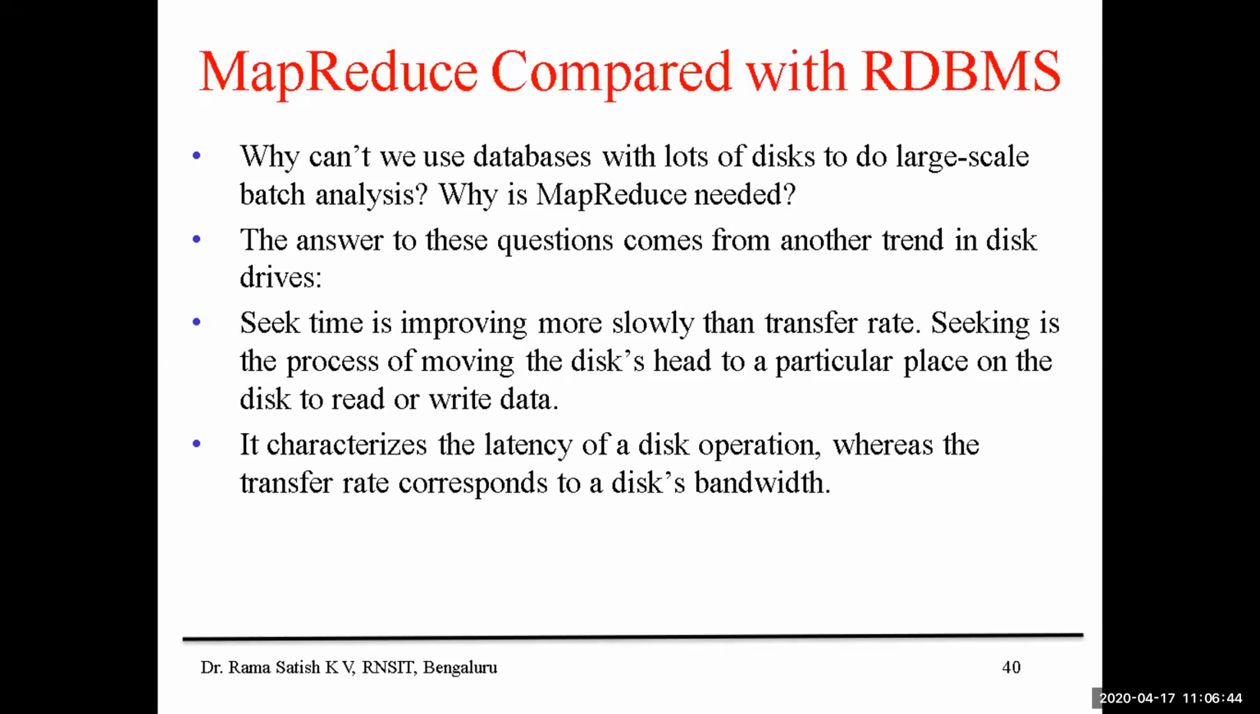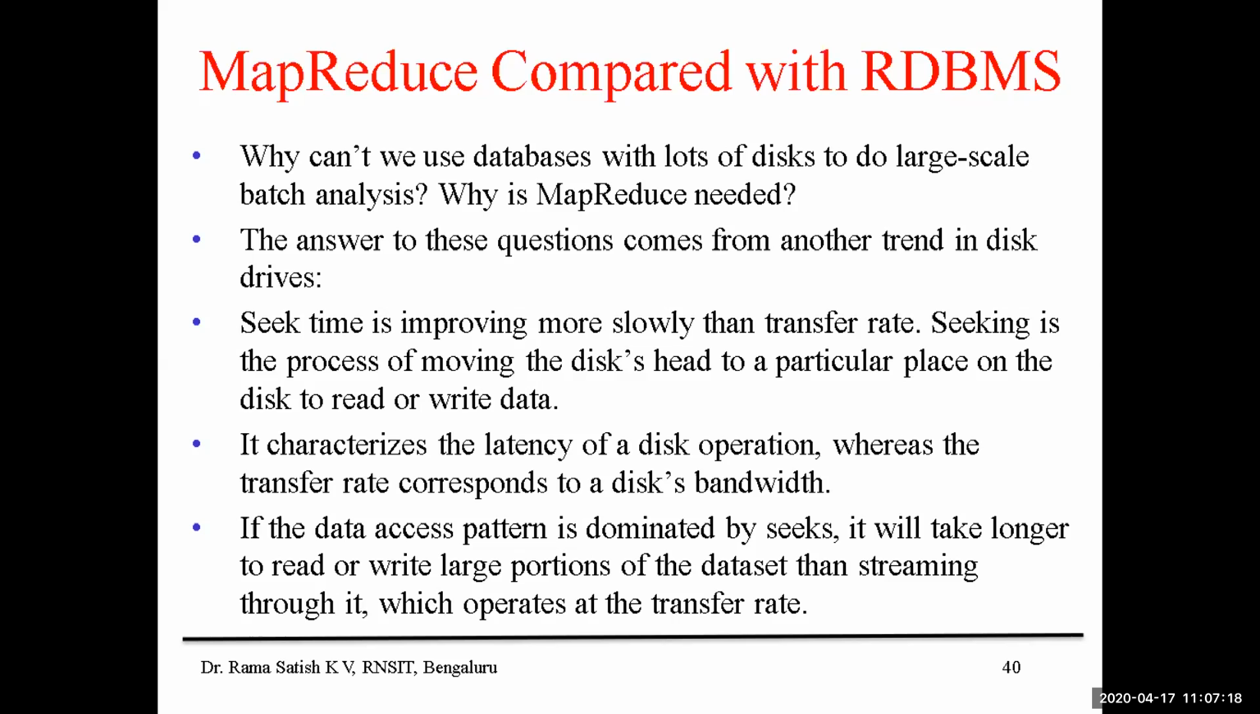So in RDBMS data is moved. Data is not moved in MapReduce. Only programs are moved. But in RDBMS, data is moved, programs are not moved. So when more data is moved, what happens? Definitely your latency of disk operation will go up, and your program becomes much slower. So the output you achieve is much slower.